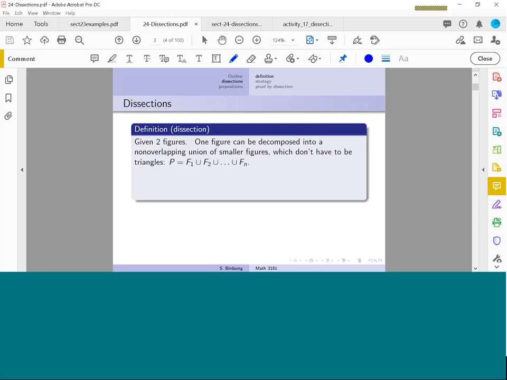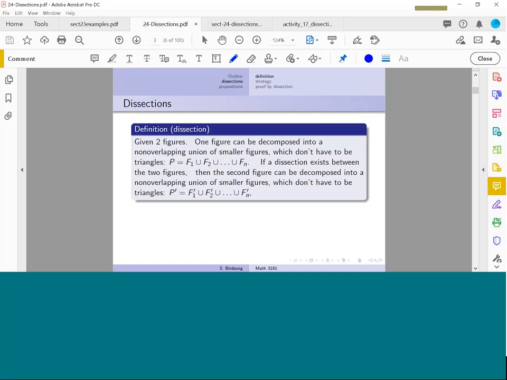With dissections, you still have two figures. One of the figures is cut up into a bunch of pieces, but now they don't have to be triangles. If you actually have a dissection, you reassemble all of those little pieces and get your second figure. The only difference between two figures that are equidecomposable and does a dissection exist is equidecomposable says the pieces have to be triangles. Dissection says the pieces don't have to be triangles.